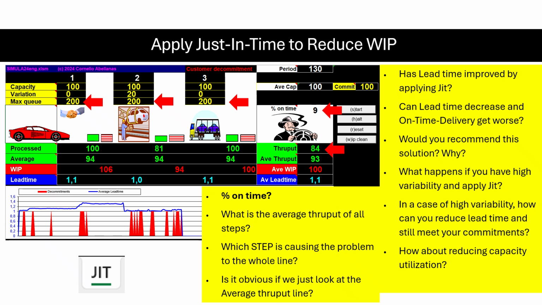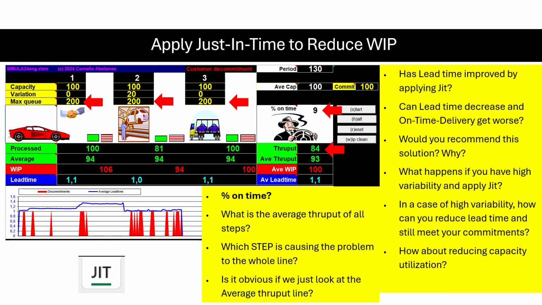The purpose of JIT is to reduce excess inventory, leaving the absolute minimum required to operate. By doing this, waiting time will be reduced and therefore the total lead time will also be reduced. But does it have any side effects?